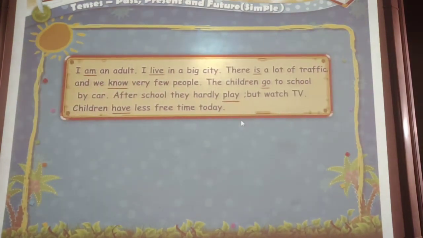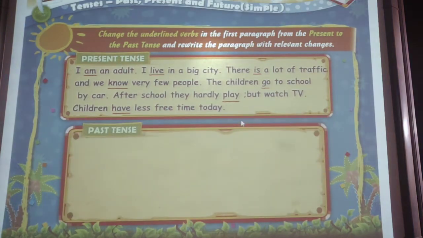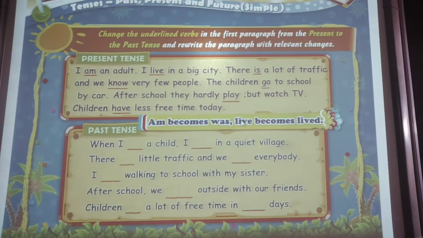Let's do a different kind of exercise. In the first paragraph, we are talking about a person in the present tense. Let's talk about his life as a child in the past tense. Change the underlined verbs in the first paragraph from the present to the past tense and rewrite the paragraph with relevant changes. Past tense. Am becomes was. Live becomes lived. When I was a child, I lived in a quiet village.